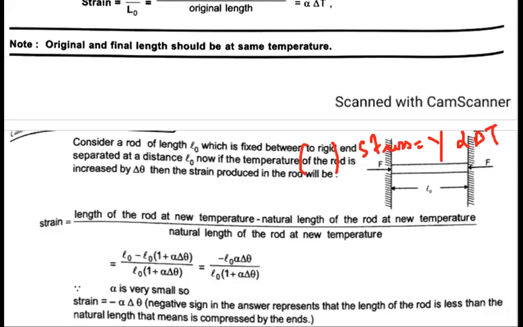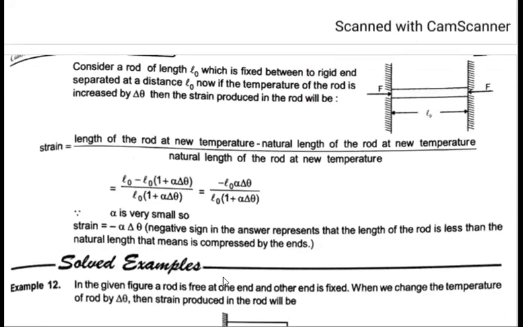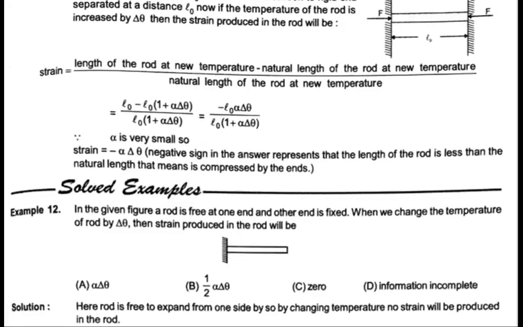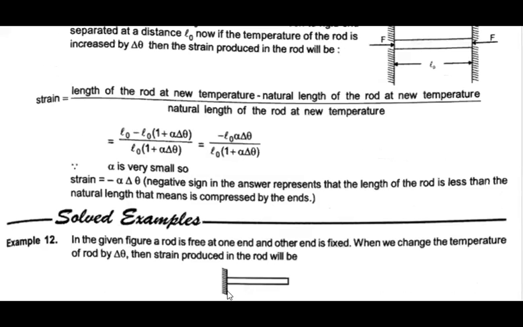So usually we remember it like this. If you talk about the actual definition, then it will be delta L by L at that temperature, which is L naught into 1 plus alpha delta T. But this alpha delta T is very small as compared to 1. That's why it will be ignored, and we'll take just the normal temperature. So can you solve this problem?